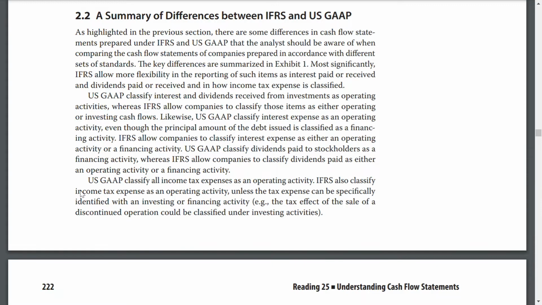US GAAP classifies interest and dividends received as operating activities, whereas IFRS allows companies to classify these items as either operating or investing cash flows. Likewise, US GAAP classifies interest expense as an operating activity, even though the principal amount of the debt issued is classified as a financing activity. IFRS allows companies to classify interest expense as either an operating activity or a financing activity. US GAAP classifies dividends paid to shareholders as financing activities, whereas IFRS allows companies to classify dividends paid as either an operating activity or a financing activity. US GAAP classifies all income tax expenses as operating activities.